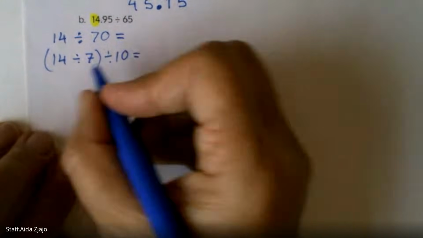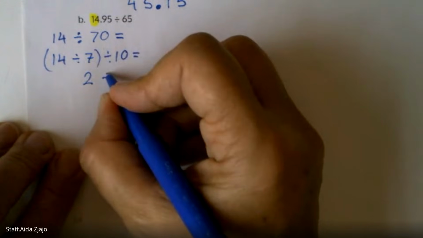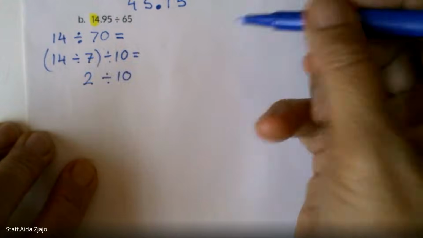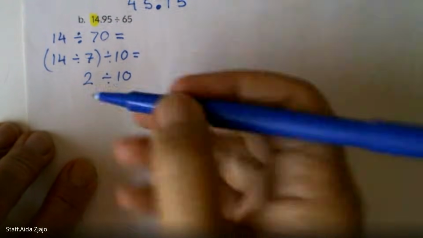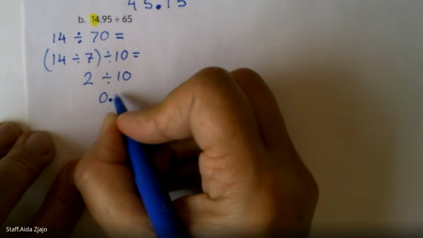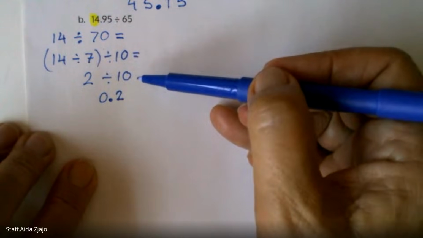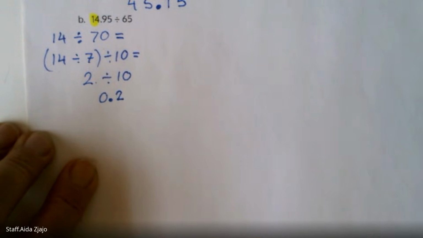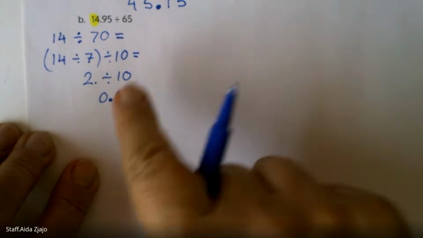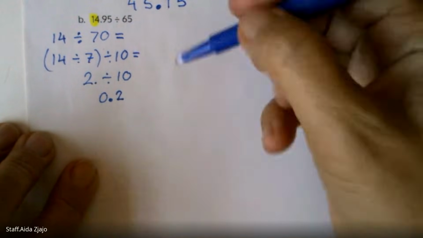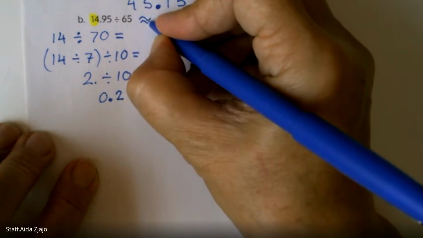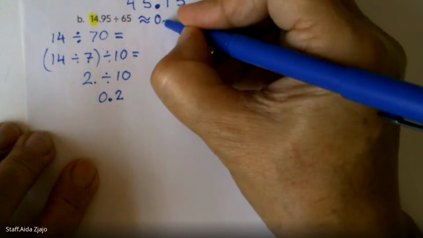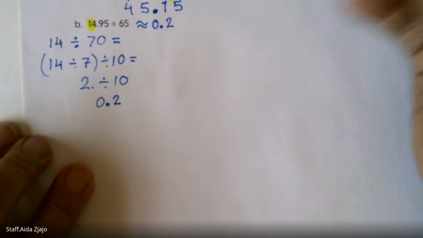So 14 divided by 7 is 2, because 2 times 7 is 14. And then 2 divided by 10, when you divide 2 into 10 pieces, each piece is a tenth. So the 2 will get 10 times smaller and it becomes tenths. If you like, you can put the decimal right there and you will see that the place value changes from 2 to 0 and 2 tenths. So my estimate is 0 and 2 tenths for this problem.